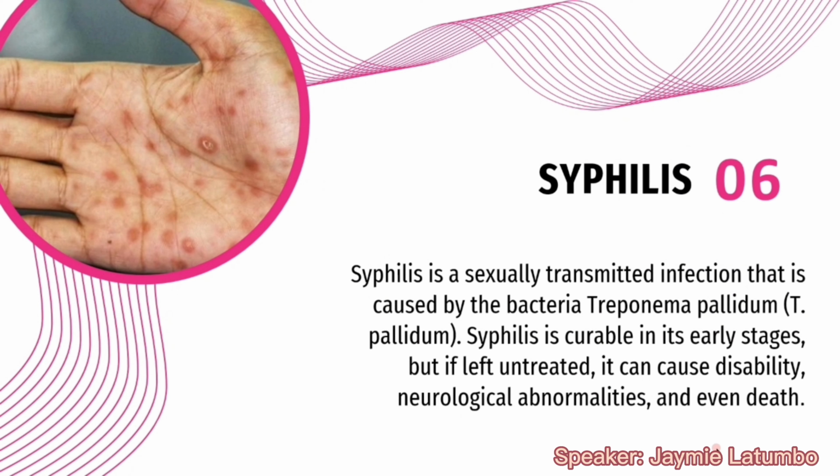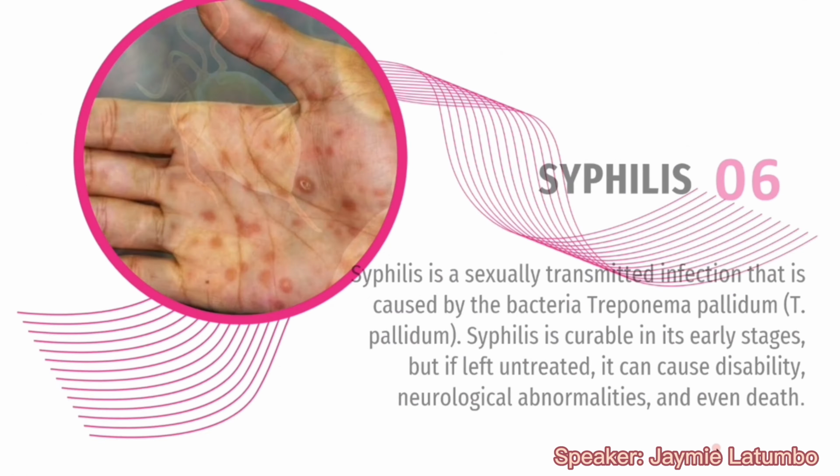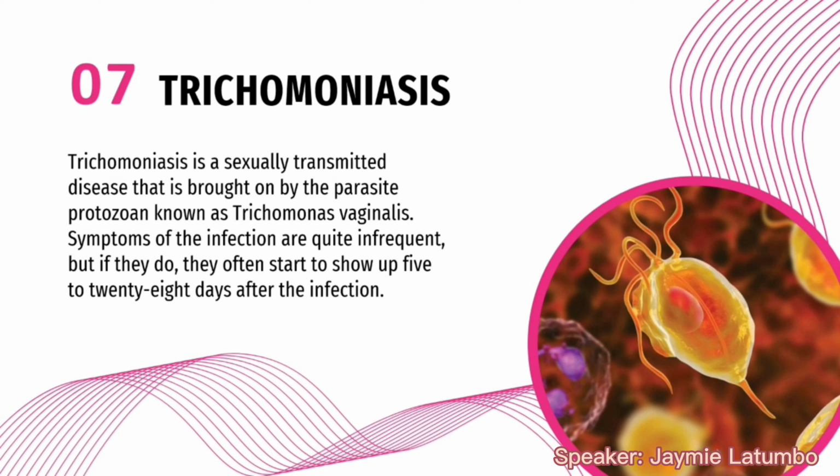Primary and secondary symptoms of syphilis include round syphilitic sores, gray or white lesions, swollen lymph nodes, and patchy hair loss. And the last one is trichomoniasis.